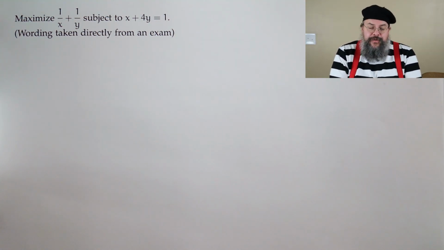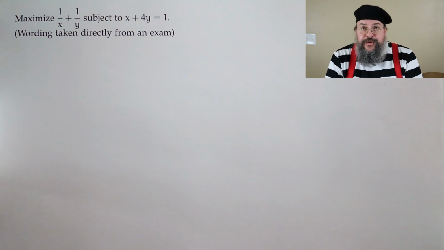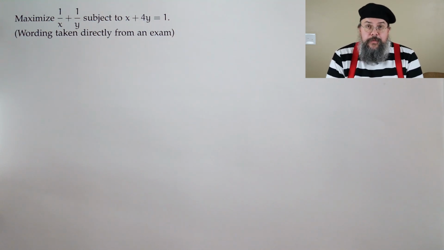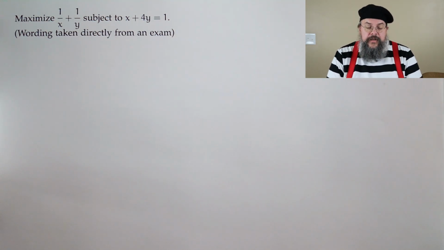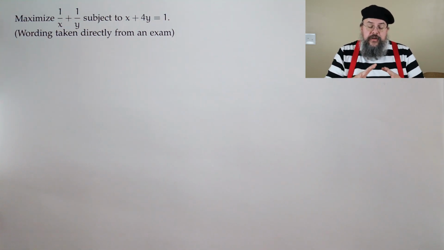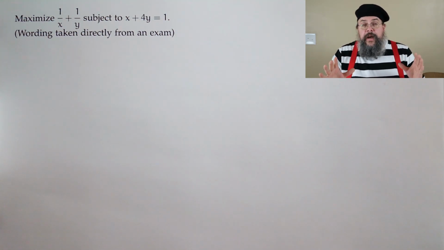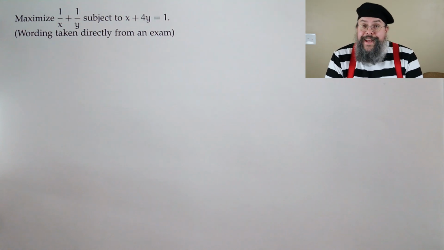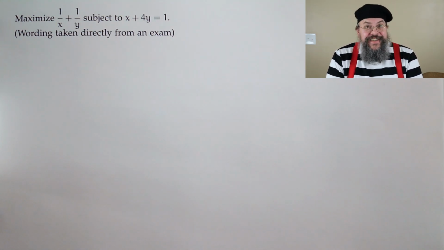Maximize 1 over x plus 1 over y subject to x plus 4y equals 1. And the wording on this problem is taken directly from an old exam. In fact, it's from an old final exam. And it was from a really curious final.